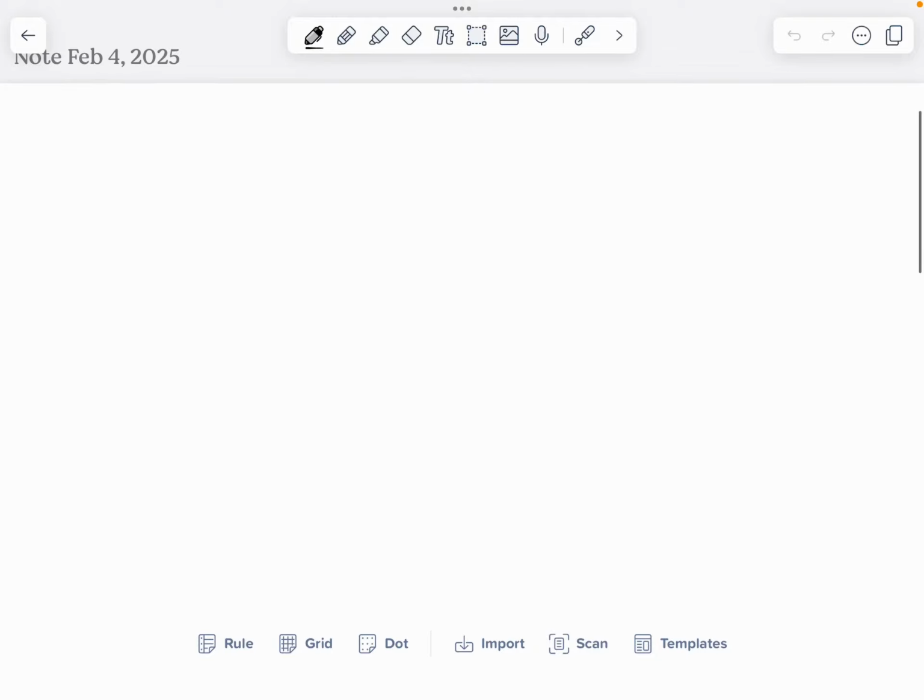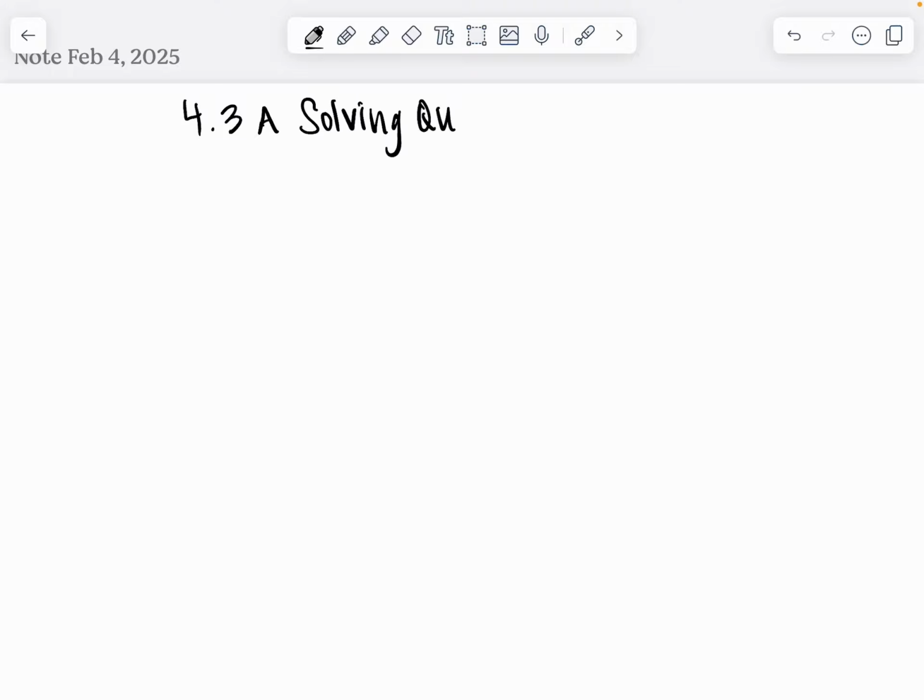So we are starting objective 4.3, and today we will be solving quadratic equations. Specifically, we're going to be using the square root method today.